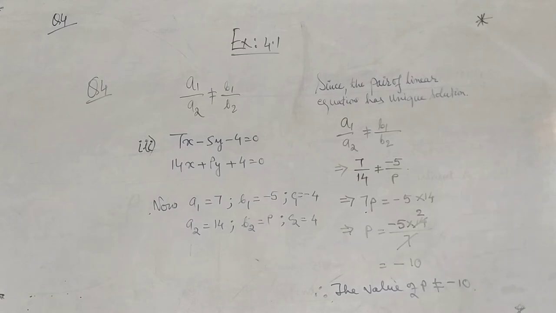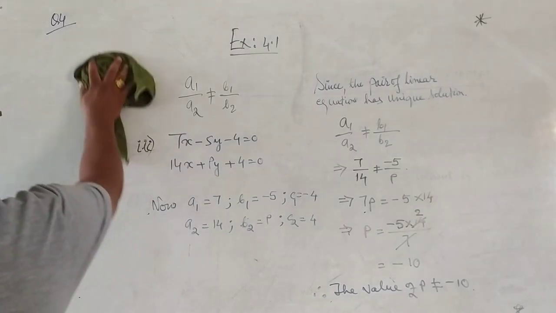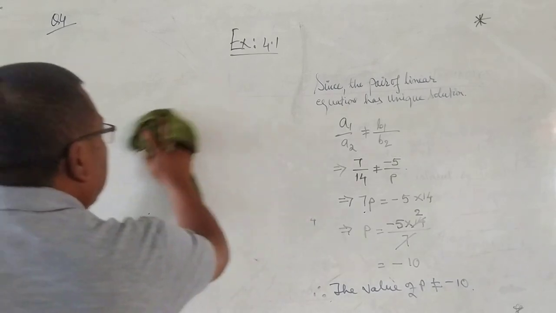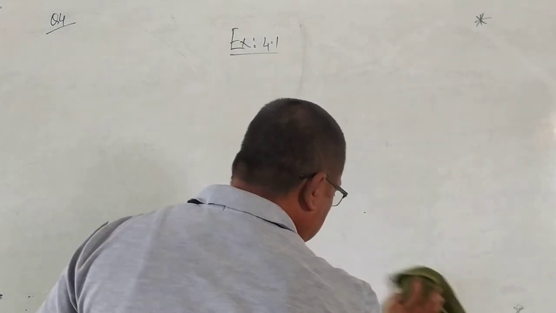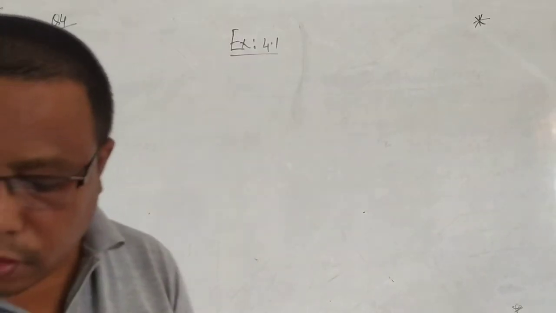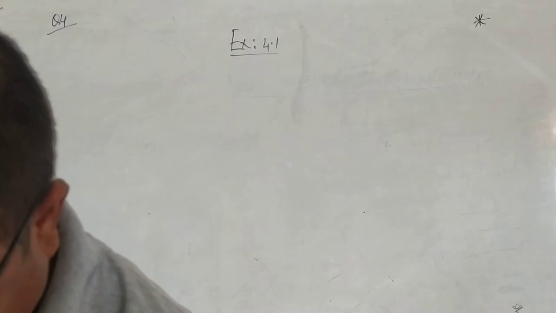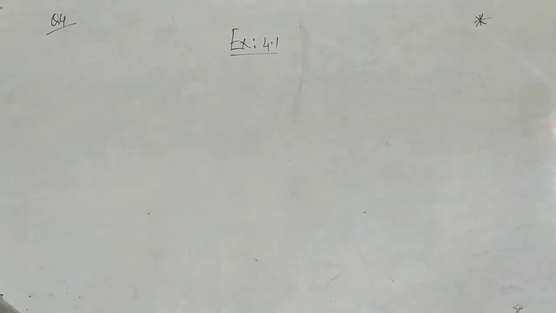Same pattern for question number 5 also. Look in your textbook. For what value of A does the pair of linear equations have infinitely many solutions? Infinitely many solutions means coincident lines.